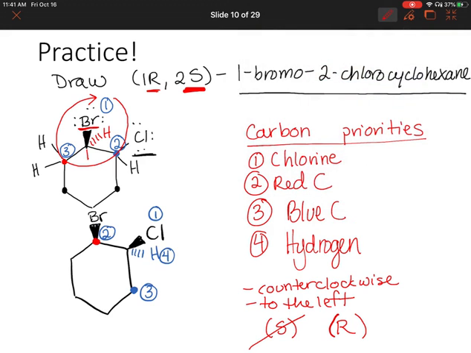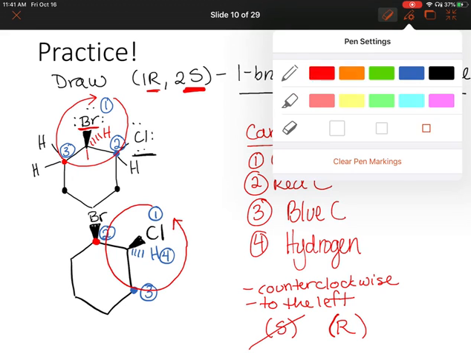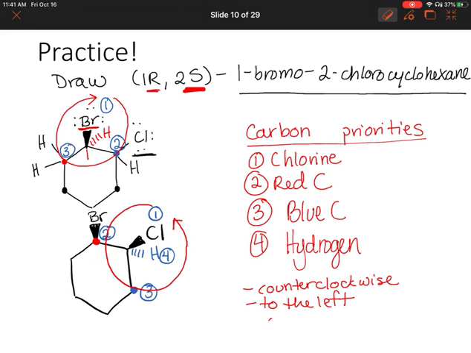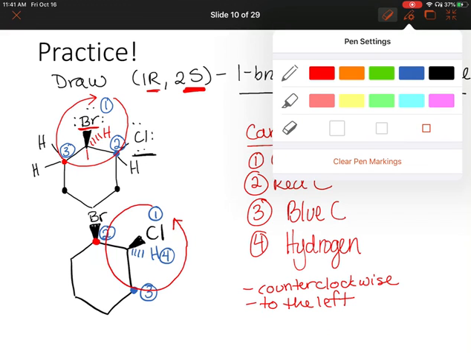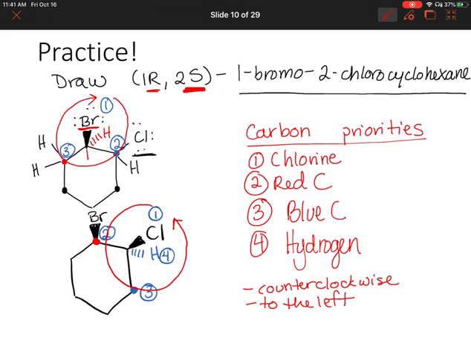Okay, so now let's draw 1 to 2 to 3. Now our steering wheel is still going counterclockwise. It's still going to the left. So is that R or S? It's S. And hydrogen's in the back where it should be, so we can say that this for sure is the S conformation, because our lowest priority atom is in the back, which is where we want it to be.